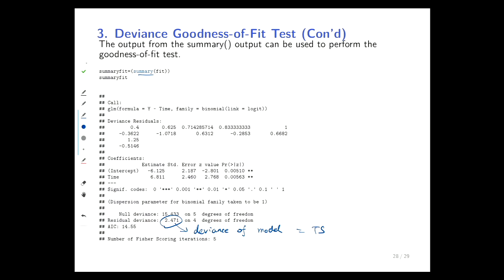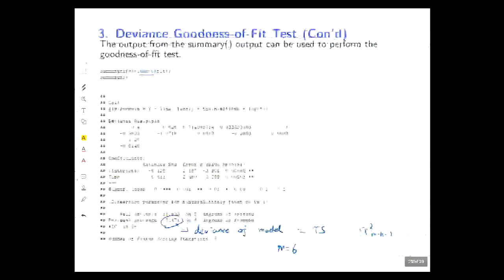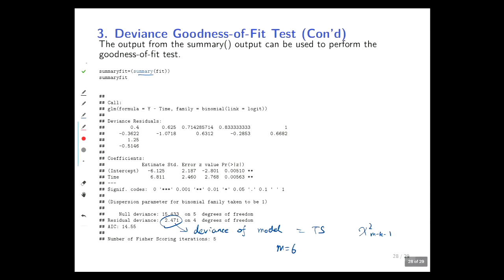And then we need to obtain the test statistic and compare it to the chi-square distribution with m minus k minus 1 degrees of freedom. So what's m? m in this case equals 6, because we have 6 observations. Just review the previous pages to see how many observations we have.